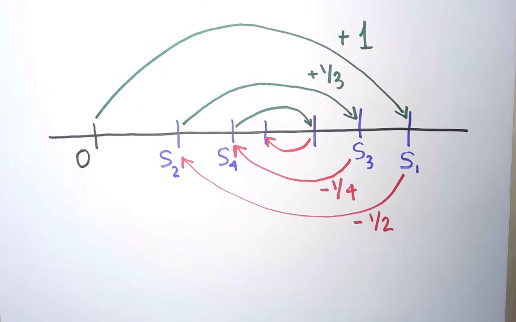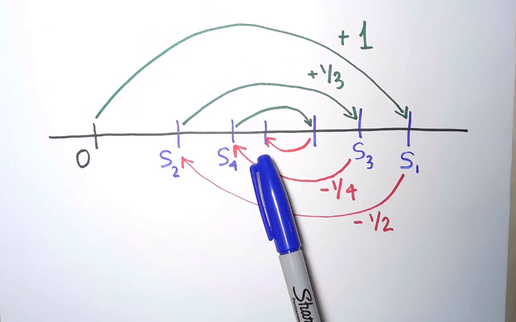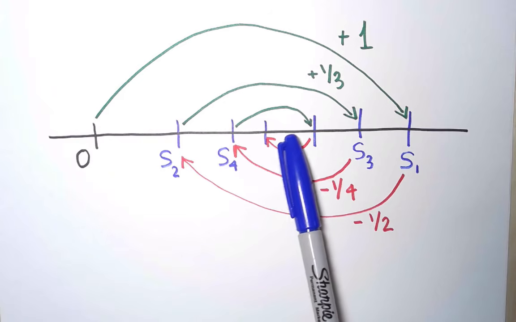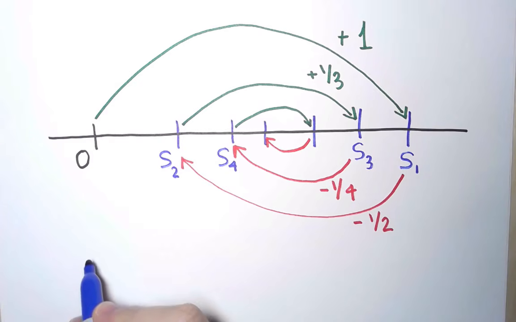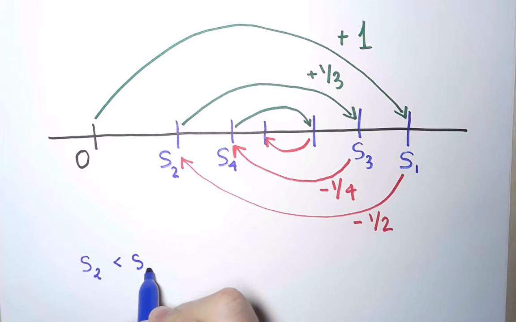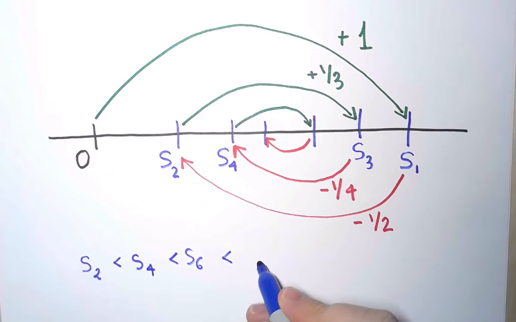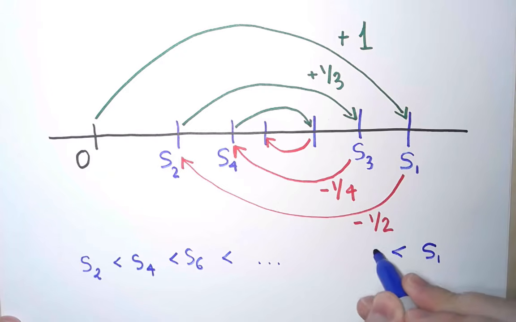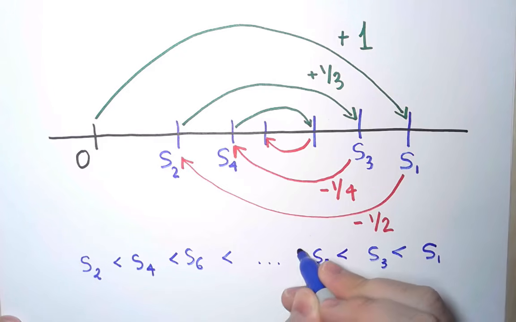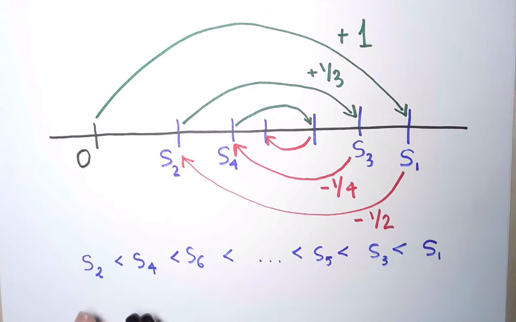Based on the picture, it looks like this sequence of partial sums is going to be convergent. I'm going to end up having a limit somewhere in there. What we've gotten is that these partial sums are ordered in a specific way. The even partial sums are ordered like this. And they are all smaller than the odd partial sums, which are ordered like this. I obtained this string of inequalities from the picture, but I can prove them algebraically if necessary.